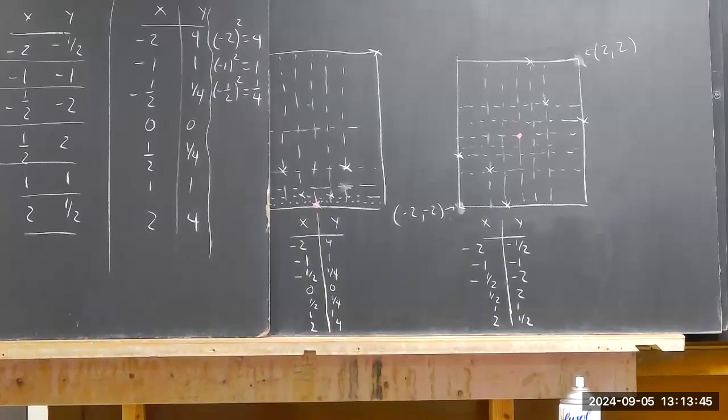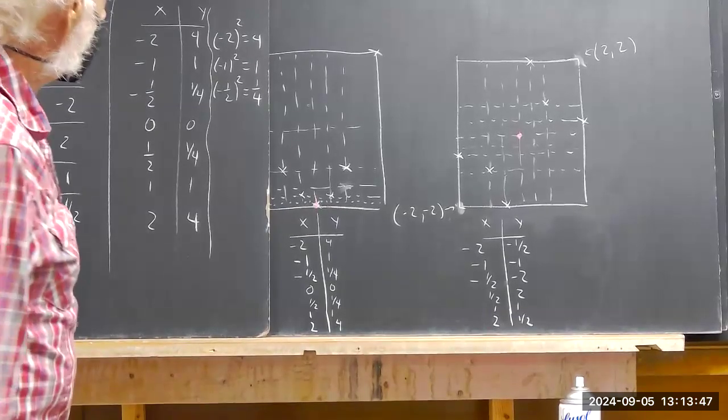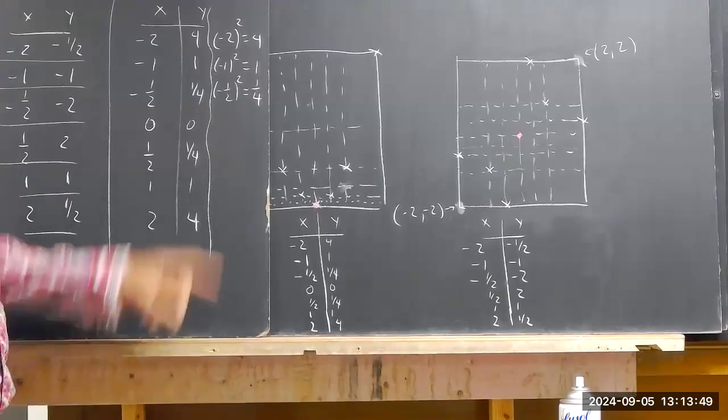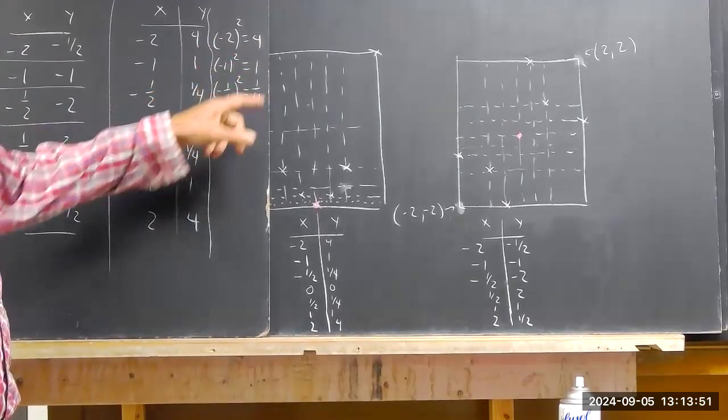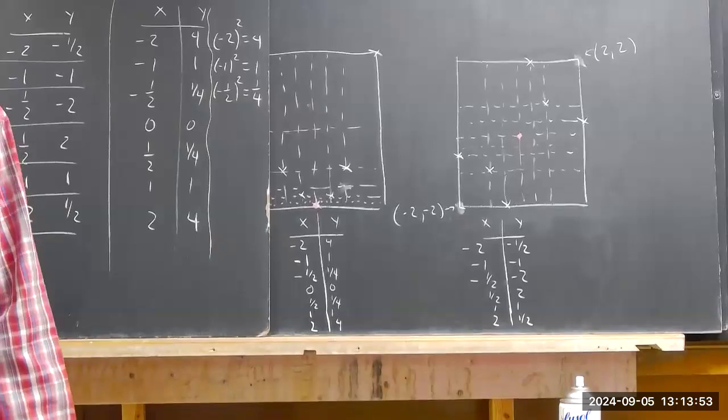Okay, well, I got a good suggestion. We could square the numbers. Now, if you square -2, you get 4. You square -1, you get 1. You square -1/2, you get 1/4.